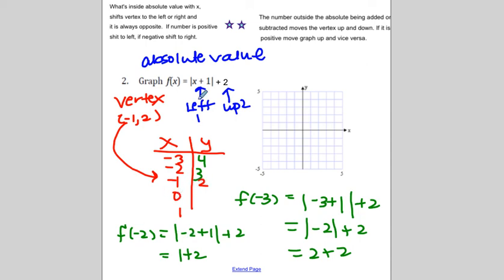If I plug in 0, 0 plus 1 is 1. Absolute value of 1 is 1. 1 plus 2 is 3. And if I plug in 1, 1 plus 1 is 2. Absolute value of 2 is 2. 2 plus 2 is 4.